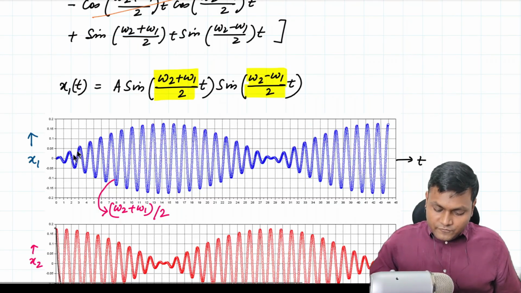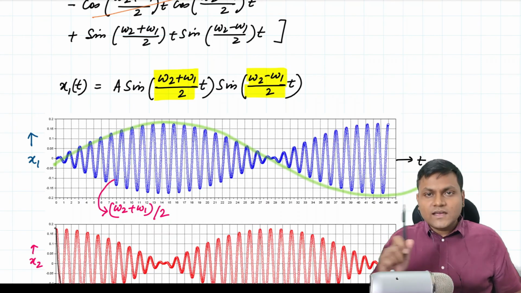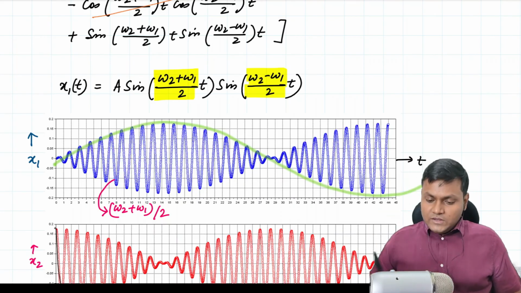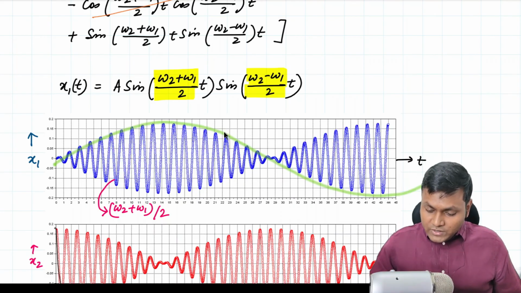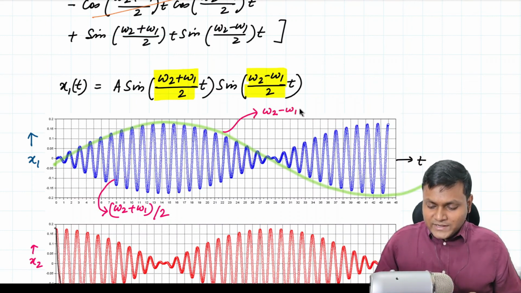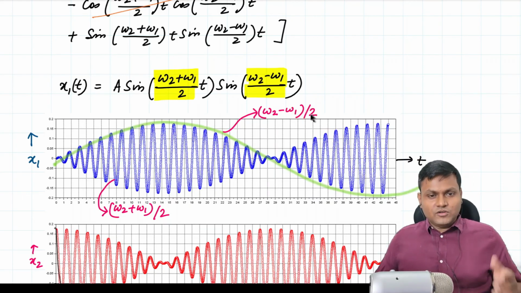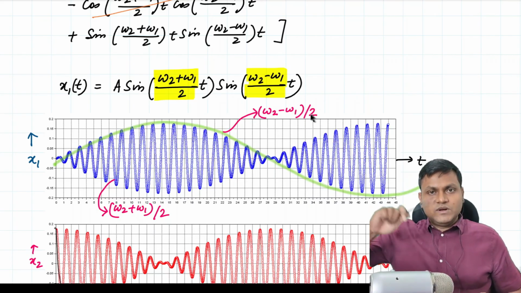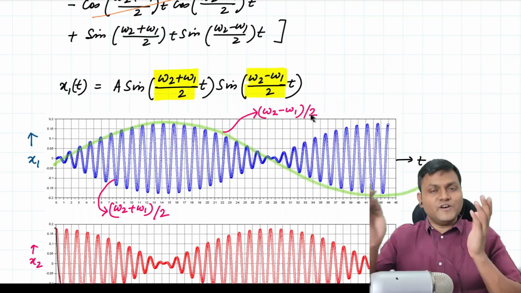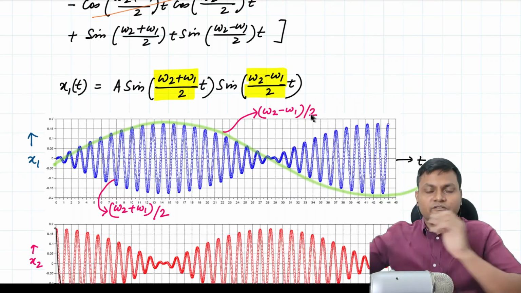But the frequency at which the modulation is happening, you see the amplitudes are modulated. Amplitudes are slowly increasing and slowly decreasing. The frequency of this modulation of the original oscillations is omega 2 minus omega 1 upon 2. So a graphical representation of the general solution for our initial conditions provides these beats. You have these oscillations, but they are being modulated by a further oscillation.